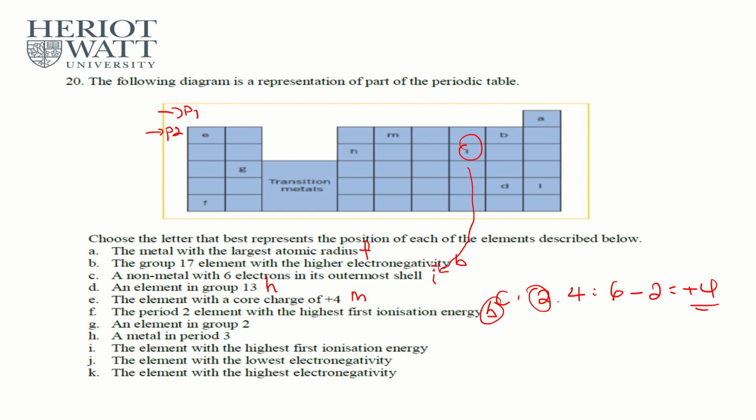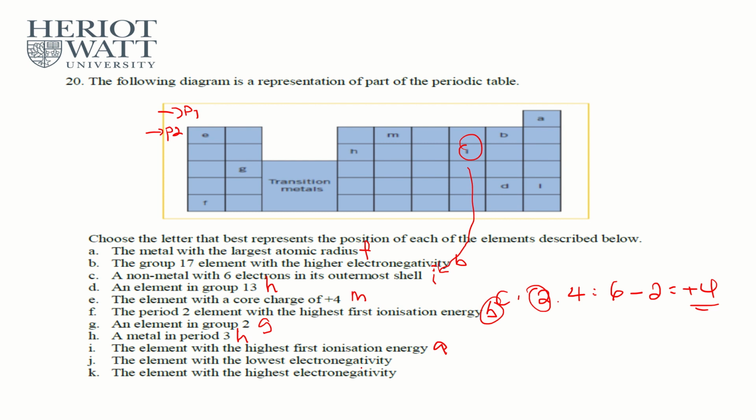So an element in group 2. An element in group 2, so this is group 2. Definitely the answer is just G. A metal in period 3. Again, the answer is H. The element with the highest first ionization energy. Again, first ionization energy is the energy involved to remove an electron from it. So the one with the highest first ionization energy will be A.